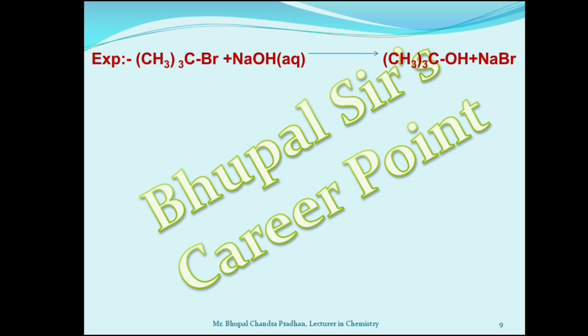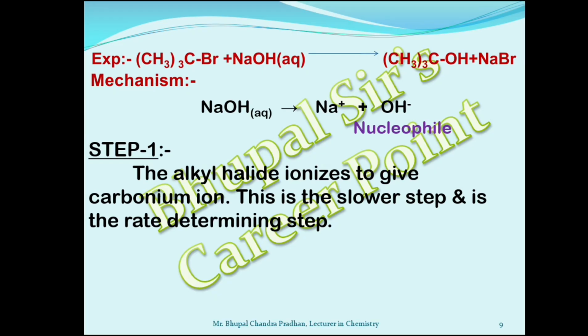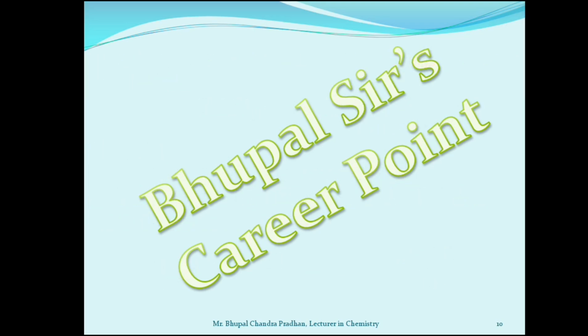Let us come to an example. Tertiary butyl bromide reacts with aqueous NaOH to give tertiary butyl alcohol and sodium bromide. First of all, the aqueous NaOH breaks down to give Na+ and OH-. Here OH- acts as the nucleophile. In the first step, the alkyl halide ionizes to give a carbonium ion. This is the slower step and is the rate determining step. In this way, a tertiary carbocation is formed.